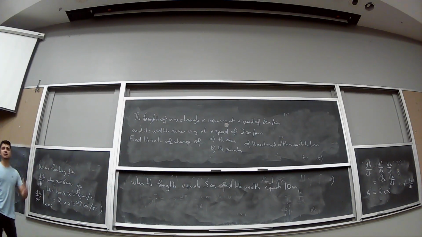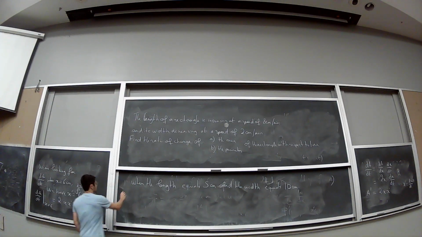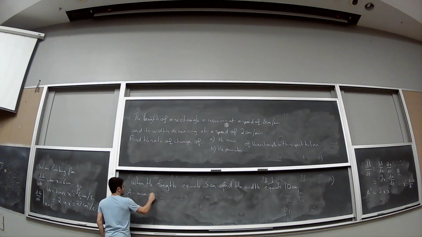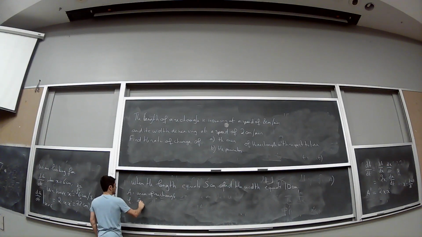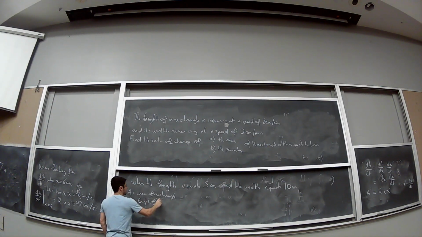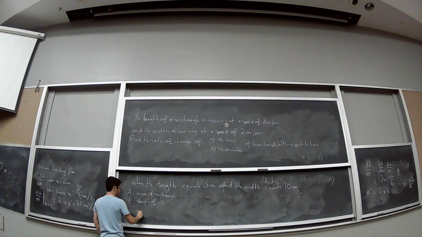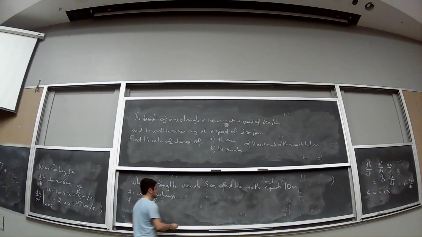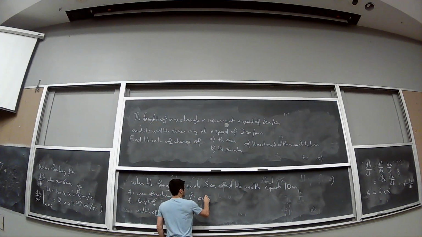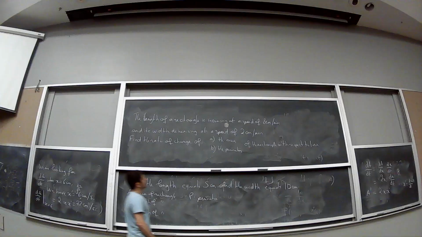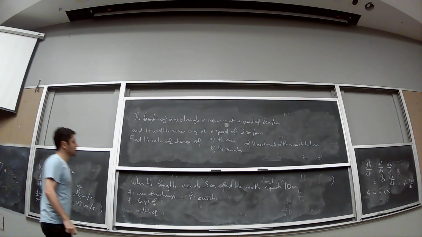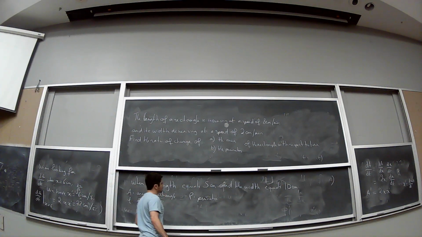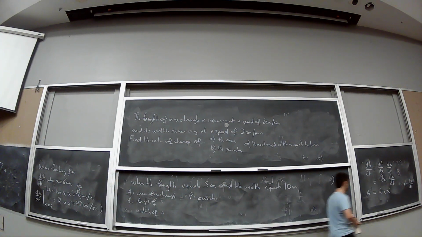So A is the area, so we use the notation. A is the area of the rectangle, L is the length of the rectangle, W is the width, and P is the perimeter. Okay, now find the rate of change of the area of the rectangle with respect to time when the length equals 5 centimeters and the width equals 10 centimeters.